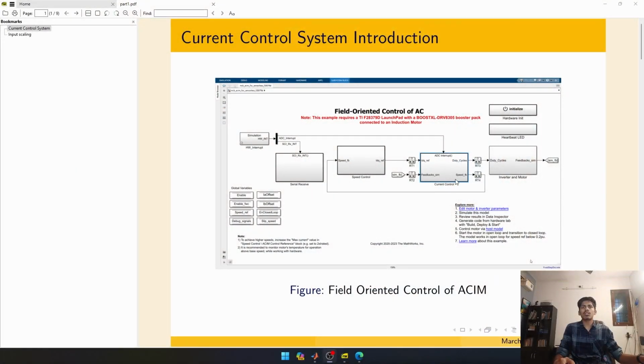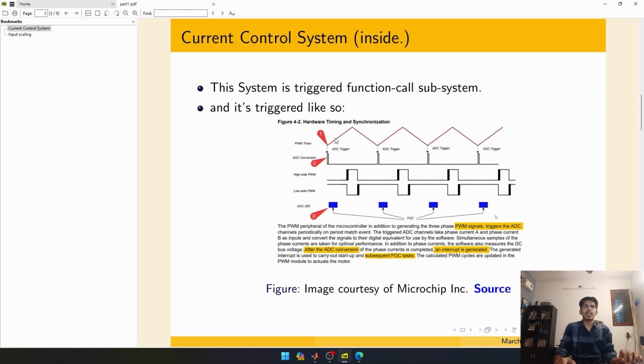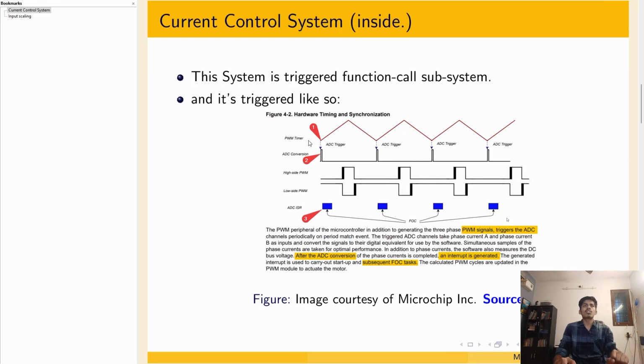This current control subsystem is like an interrupt service routine. So it will be run only when there is an interrupt. That interrupt is generated by the PWM timer. I will explain. So this is a PWM timer.